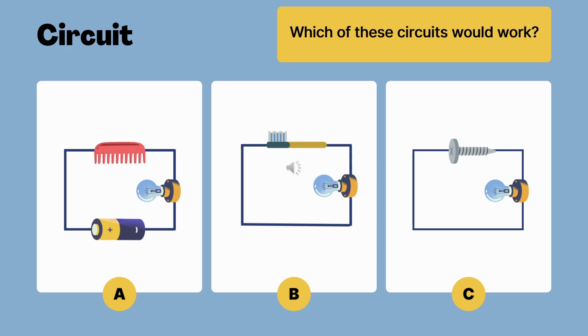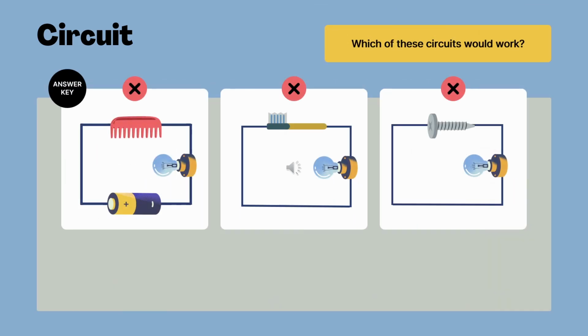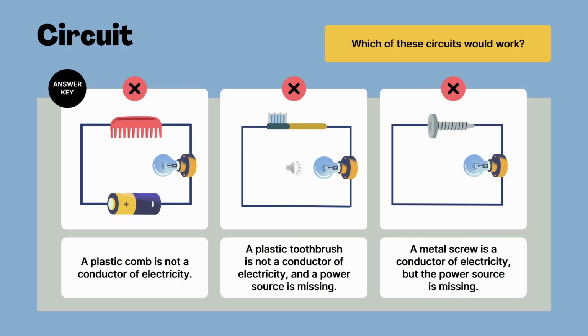Students, on this page, there are 3 pictures of circuits. Now, can you tell me which of these circuits would work? None of the circuits will actually work. Let me explain why. The first, a plastic comb is actually not a conductor of electricity. A plastic toothbrush is of course not a conductor as well.